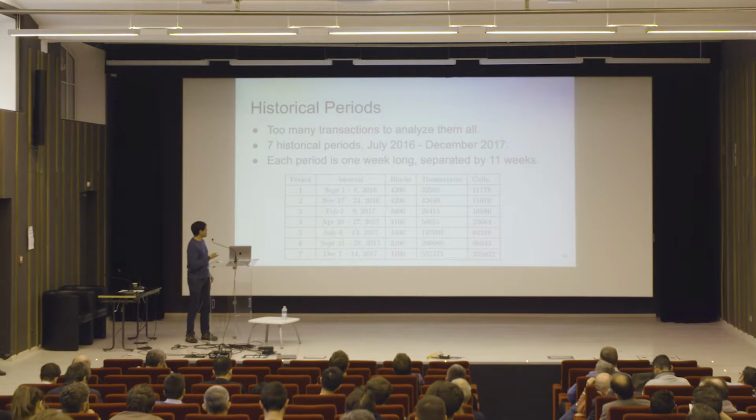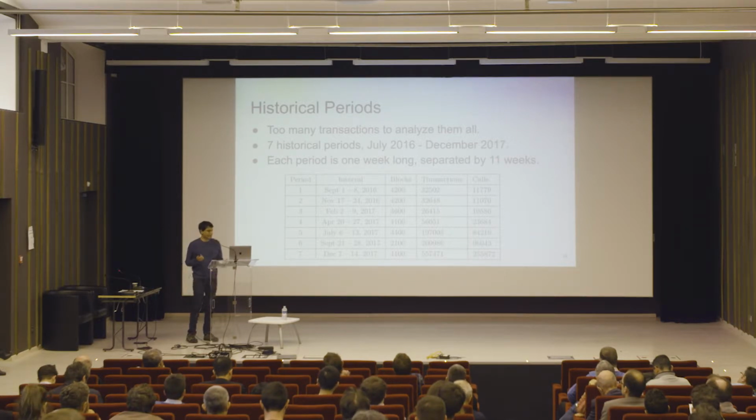As you can see, the number of blocks in these periods ranges from 3,000 to 4,000. There's a clear increase, though, in the number of transactions over time, especially in period 7, which will be an important distinction later.